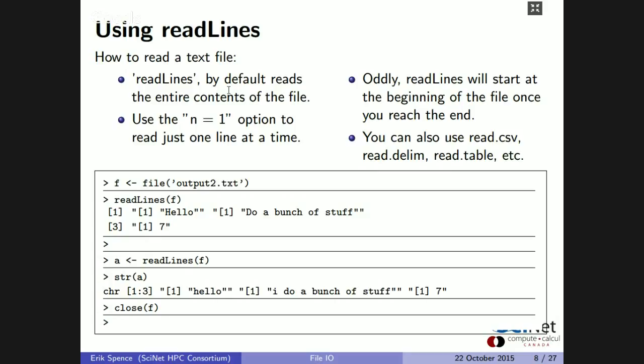F, I read the entire file with read lines, and then I read it again. A is read lines F, structure of A. Character array of 3 elements. Hello, do a bunch of stuff, 7. So you can keep reusing your handle if you want to in R. Normally, like I said, it gets to the end of file at the bottom and it stops, and that's as far as you get to go. R says no, they probably want to go back to the top, so it jumps back to the top and you can keep going. Again, use close to close your file.